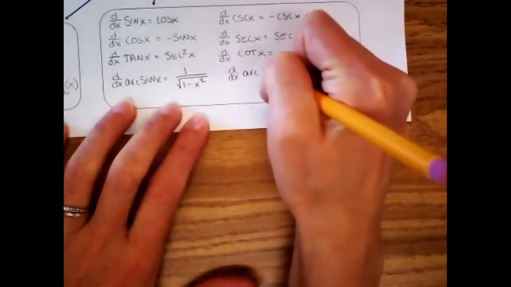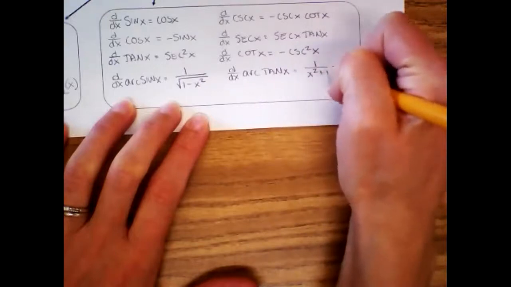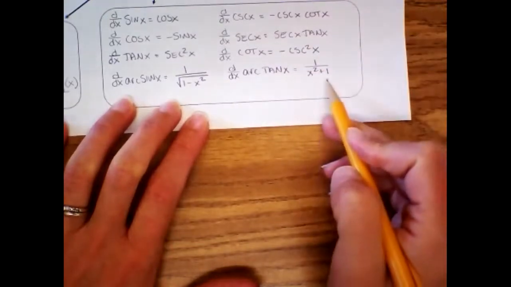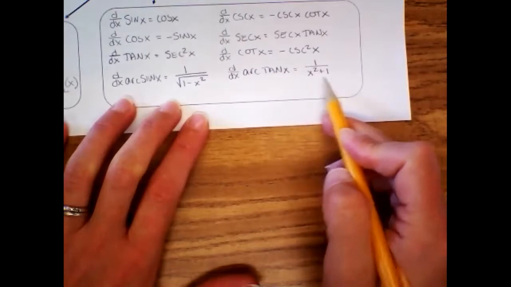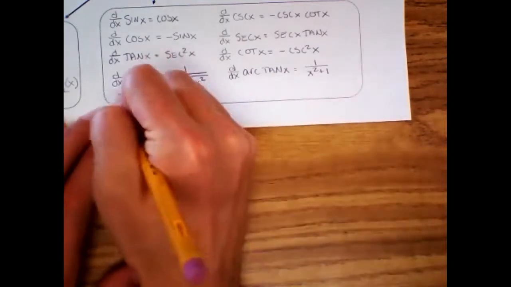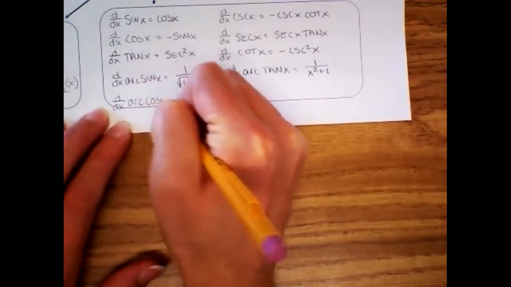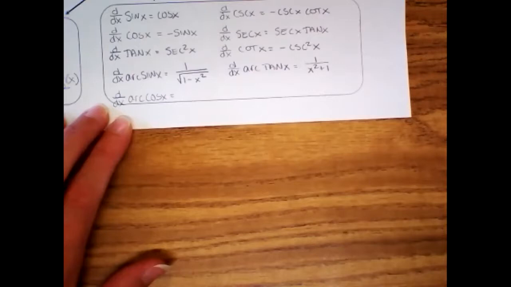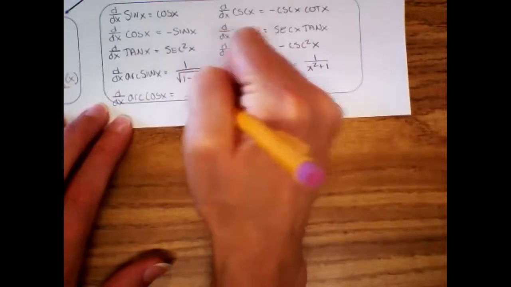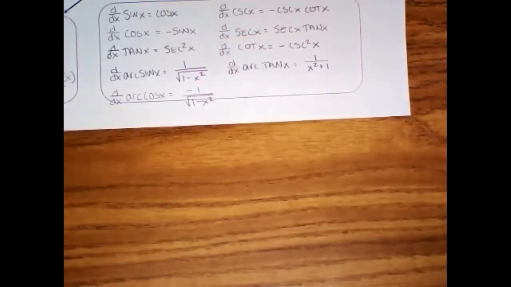All right, derivative of arc tangent is 1 over x squared plus 1. Or sometimes they'll write 1 plus x squared because that means the same thing. And then the last one, they used to not do this one, but I've seen it recently, is arc cosine. But here's the good news. It's the exact same thing as arc sine with a negative. So it's not like a new thing to memorize. All you do is slap a negative with that, and then you're good.